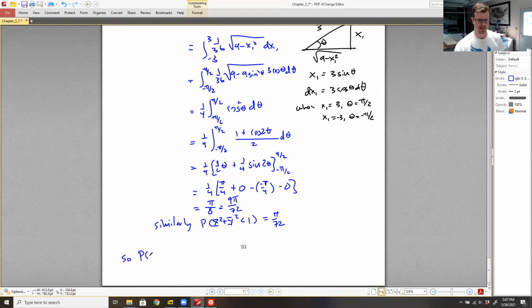So the probability that our x and y values satisfy this equation is equal to the 9 pi over 72, the larger probability, minus this probability, which is 8 pi over 72, or simply pi over 9. Whew. All right. So again, you could have also used Mathematica or some other computer algebra system to help you evaluate that integral. But this is the techniques that would be required otherwise.